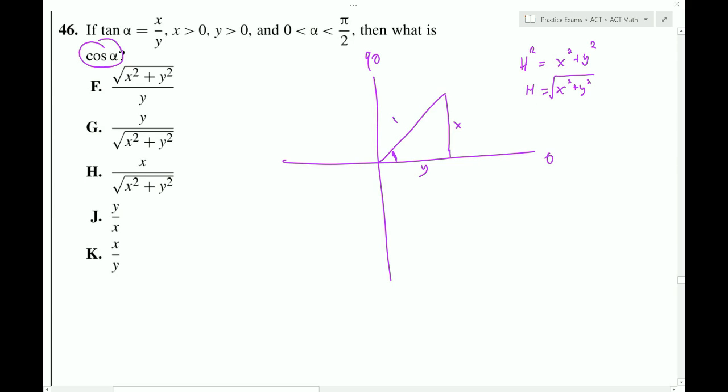So we get the square root of x squared plus y squared. Oh, it's kind of terrible. Okay. So now when we're looking for the cosine of this angle, we want adjacent over hypotenuse. So we want y over this. And that is choice G.